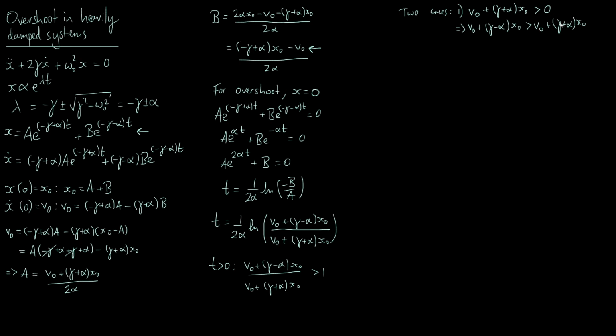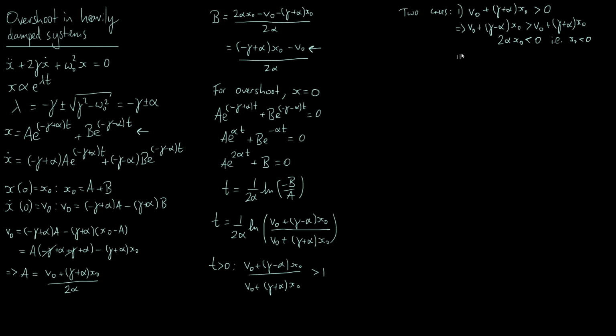And if you collect all the terms together, you'll see that this actually just implies that 2 alpha x0 has to be less than 0. And because alpha is positive by definition, right, it's just the square root of gamma squared minus omega naught squared. If 2 alpha x naught is less than 0, then x naught is less than 0. Okay, so if x naught is less than 0, then this inequality at the top here has to be satisfied.